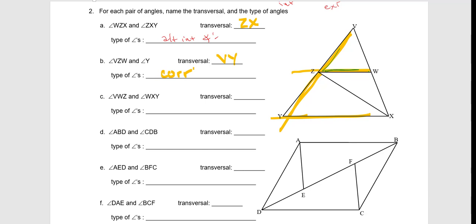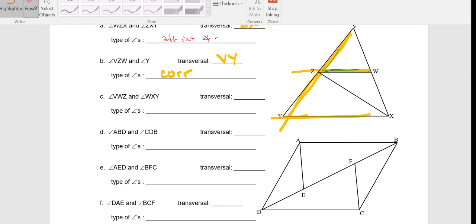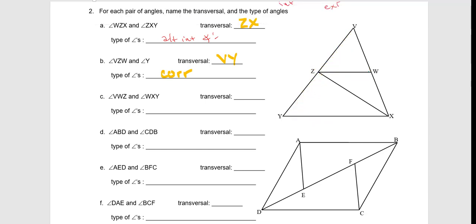Now keep in mind that the transversal is always going to be part of both of the angles. So if you're looking for the transversal, that's another way of trying to find the transversal. Okay, and then the next one here is VWZ. So it's this angle right here. And WXY, which is this angle here. Hopefully you can see that's an upside down F shape. And this is the line that intersects the two lines. So it's going to be VX is my transversal. And of course we said that this is going to be corresponding angles.